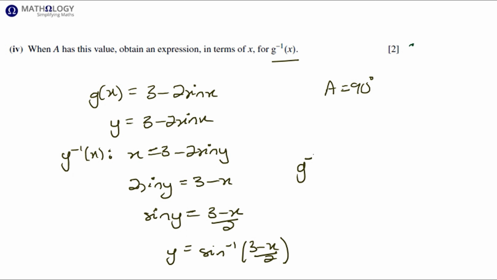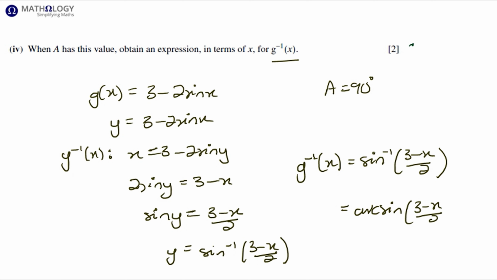And you write the function in this form, g to the minus 1 of x equals sine to the minus 1 of (3 minus x) over 2. This is also sometimes written as arc sine of (3 minus x) over 2.